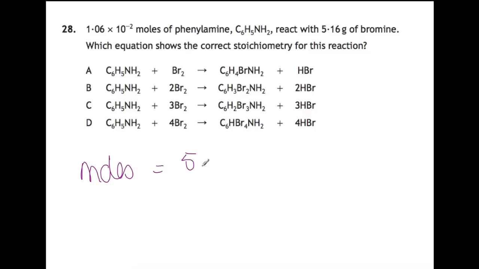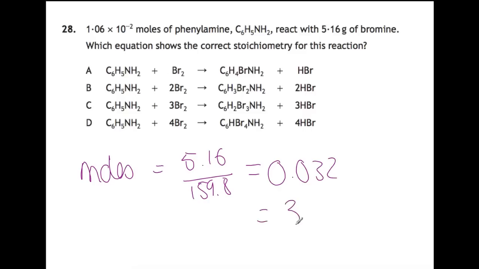So if you take 5.16 and you divide it by the gram formula mass of bromine, remember that bromine is Br2, you get 0.032 moles. So if we write that in the same notation as the other moles, I have 3.2 times 10 to the minus 2. So this is 3 times the moles of phenylamine, so our answer is C.